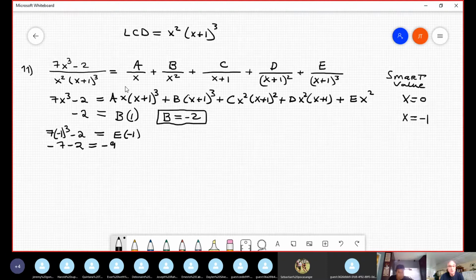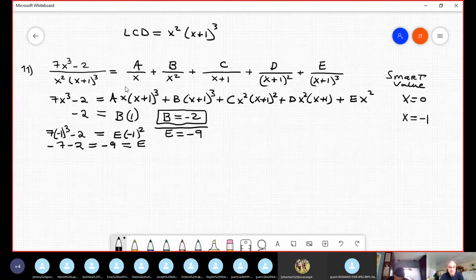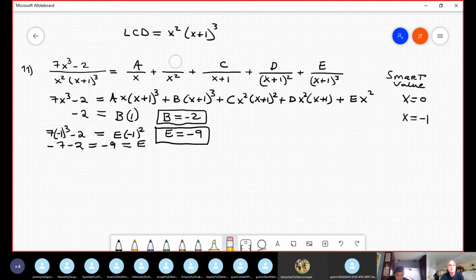Wait. So, this is a square. I forgot the square here. So negative 1 squared is positive 1. It is equal just to e. Therefore, e is equal to negative 9. The only information that we have so far is b is negative 2. So I replace here. Look, b is negative 2. And e is negative 9.